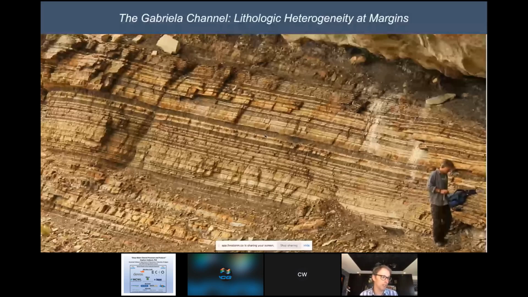If you looked at them in isolation, you might think, "Whoa, I'm in some sort of lobe environment." However, this is a really narrow and restricted environment. These sand beds, although they look like unconfined turbidites, are really only limited to a narrow range inside the channel at its edge. And so what does that look like overall?